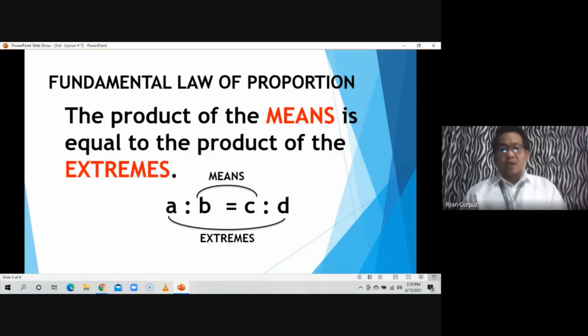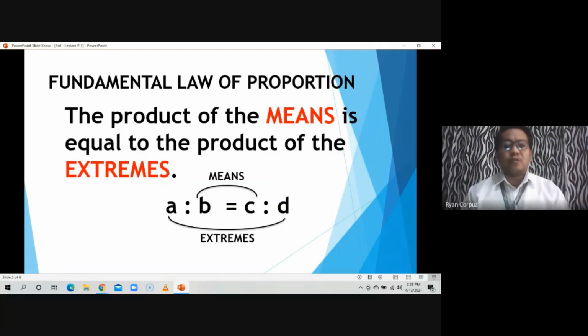And usually, we are using that fundamental law of proportion when we are solving for the unknown variable when there is a given proportion. So always remember that the fundamental law of proportion states that the product of the means is equal to the product of the extremes.